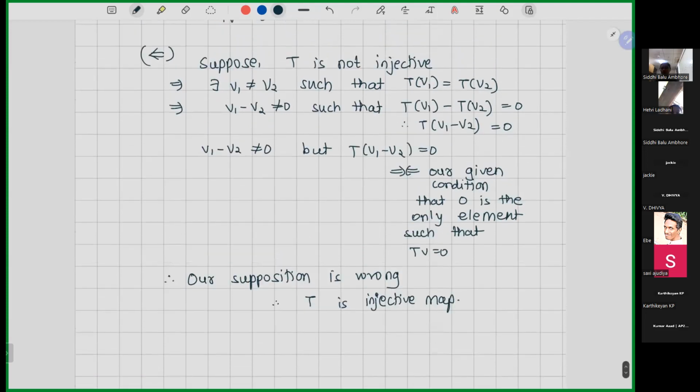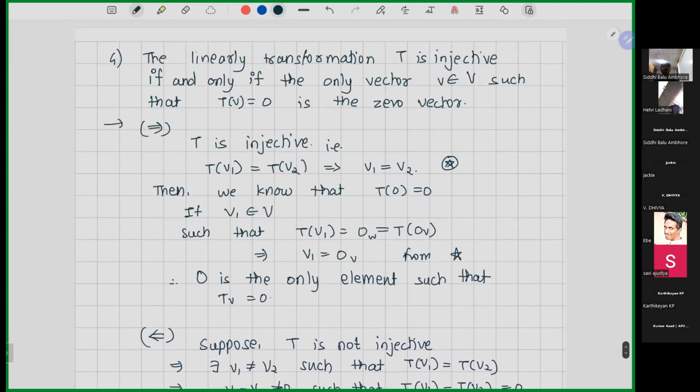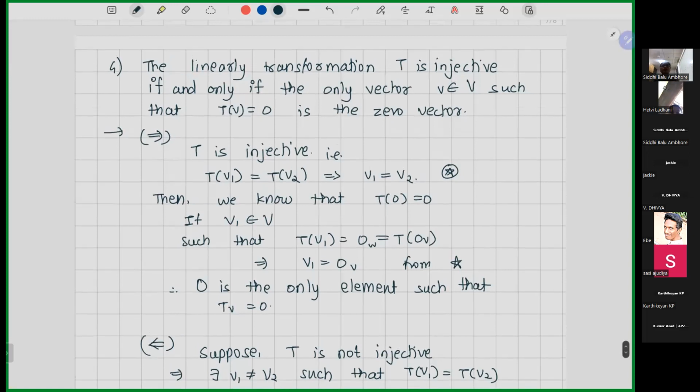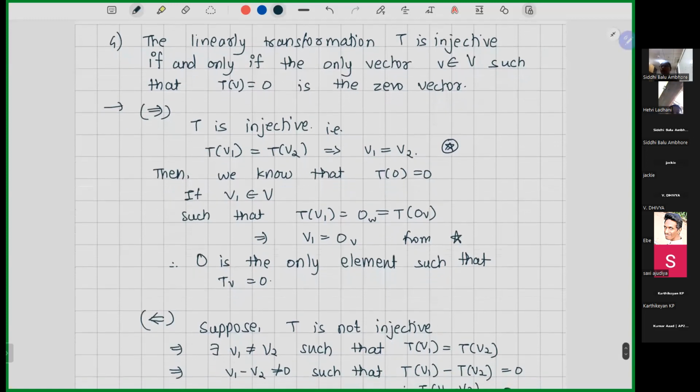Any doubts? This was a quick proof of these two things: that if 0 is the only element going to 0, then T has to be an injective map. You can keep this in mind as a theorem or corollary: if somebody asks you to check whether a given linear transformation is injective or not, you just check what the null space of that linear transformation is. If it is only 0, then we can say that it is an injective map. Any doubts? Okay, no doubts. Great.